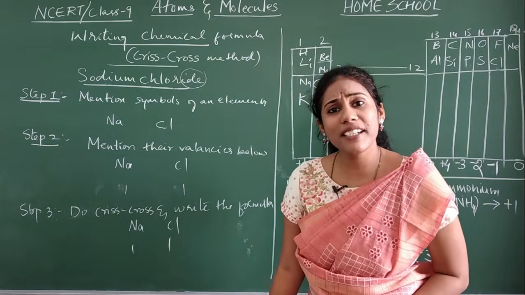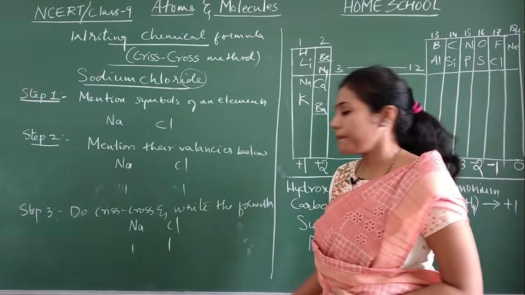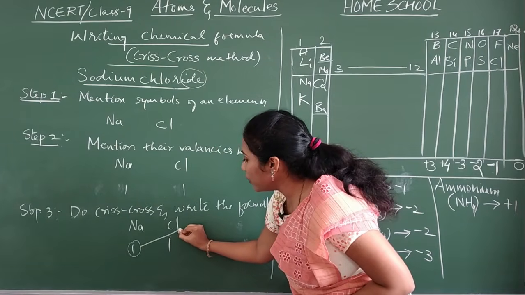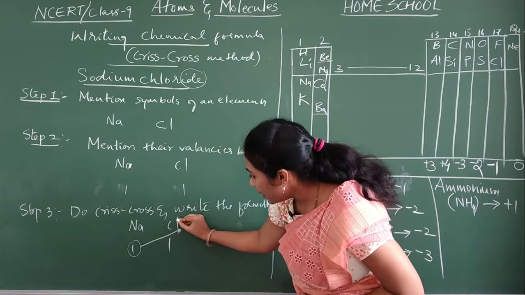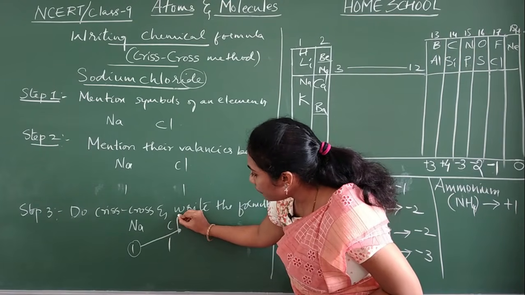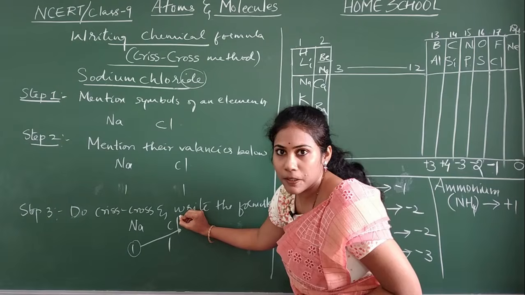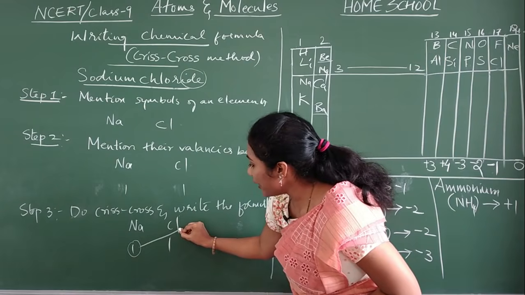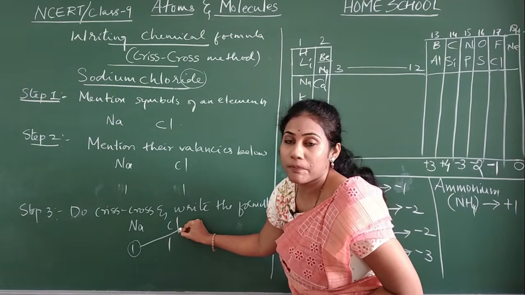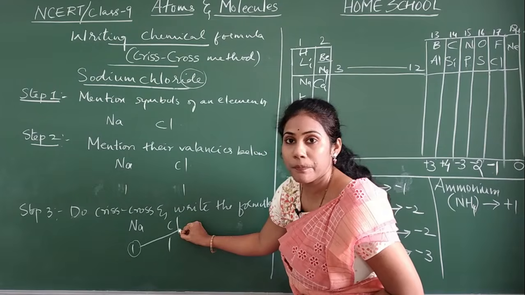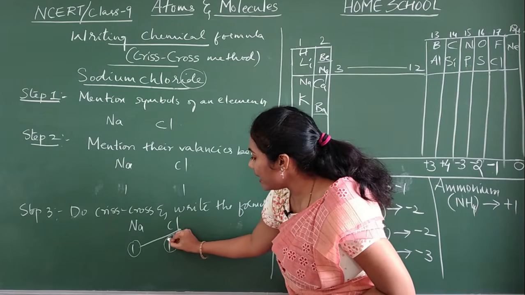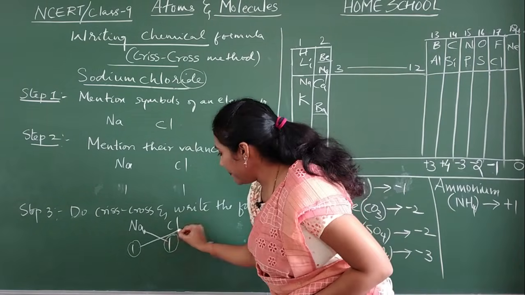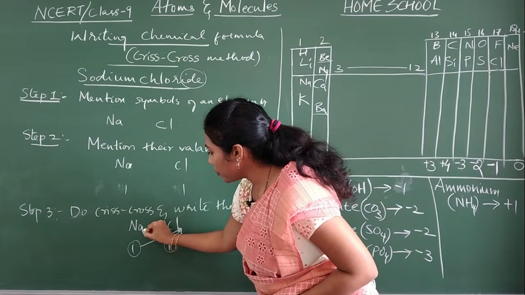What do you mean by doing crisscross? Just very simple, guys. This number you have to write here below the chlorine as a subscript. If you write below, it is called subscript. If you write up, you will call it a superscript. That idea you should have. So the valency of sodium you mention with chlorine as a subscript, and the valency of Cl you will mention here for sodium. So this number goes here and this number goes here.